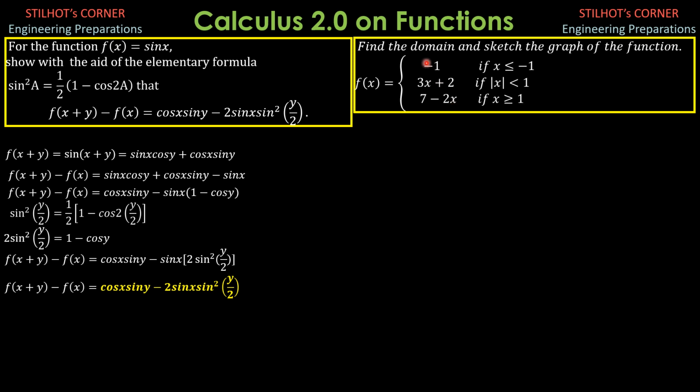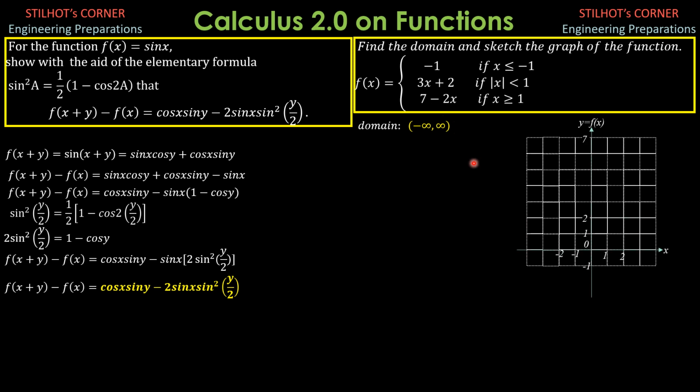Now, the domain, therefore, is, because it is defined at negative 1 and positive 1, the domain is the set of real numbers, which is from negative infinity to positive infinity. We now sketch these piecewise functions. So negative 1 if x is less than negative 1. So this is the line y is negative 1. So this is the graph from negative infinity.